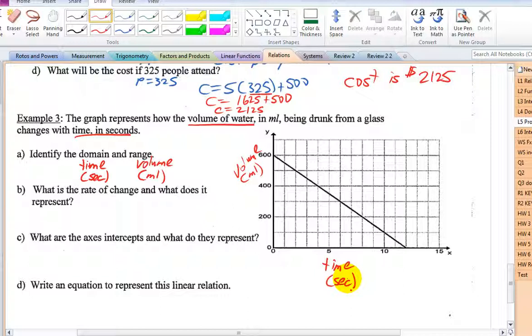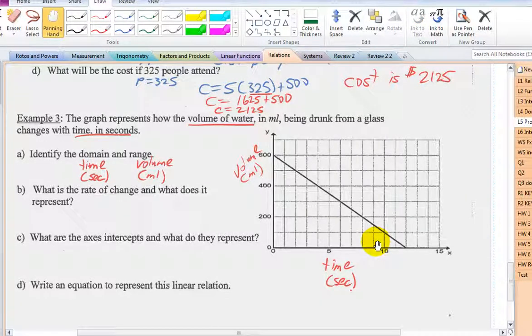Good. So what's the rate of change? Make your triangle. The triangle is nice and easy for this one.